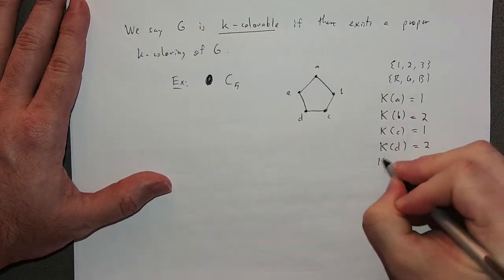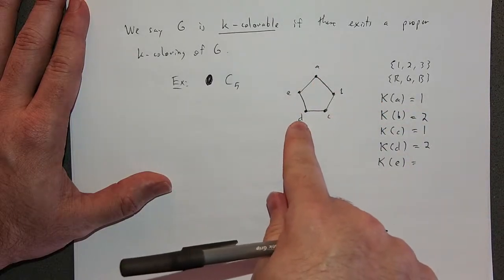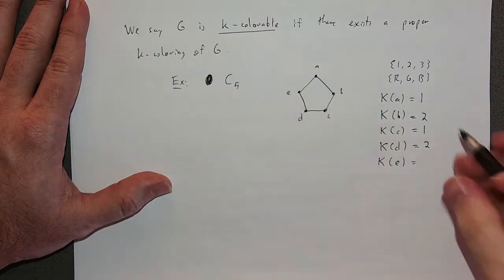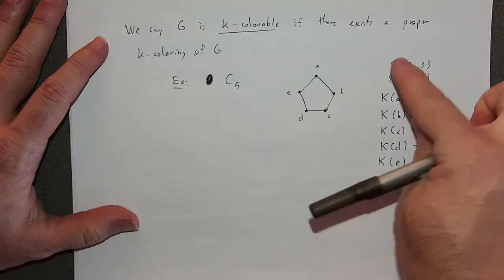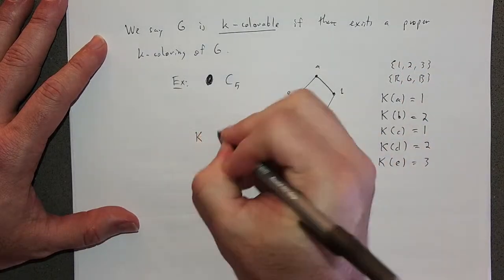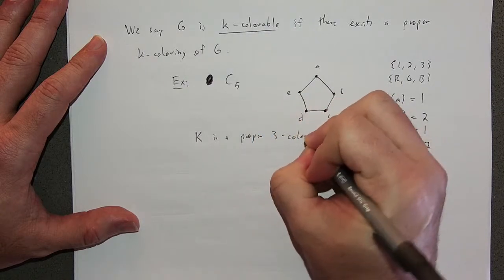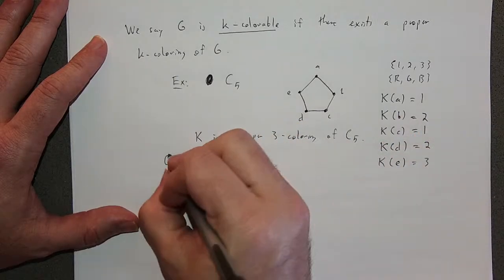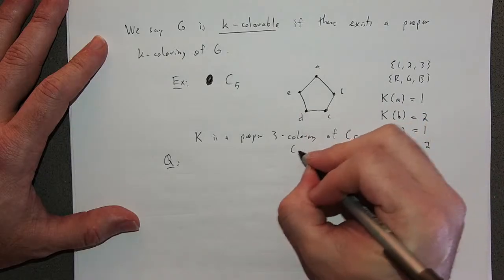So now I get to E. E is adjacent to A, and it's adjacent to D. A has color 1. D has color 2. So E has to have color 3. It can't have any other color and be a proper 3 coloring in this case. So this K is a proper 3 coloring of our cycle on 5 vertices. Question. So first of all, this means that C5 is K colorable, or sorry, 3 colorable.